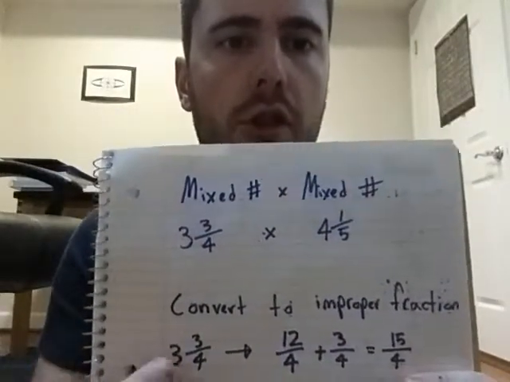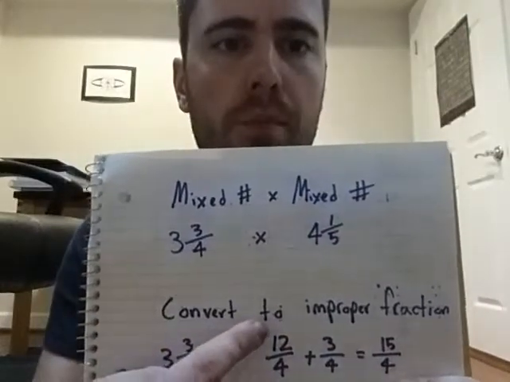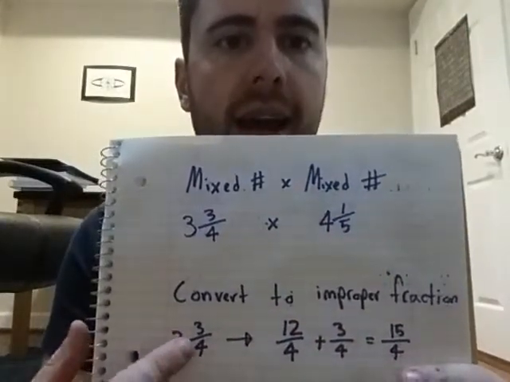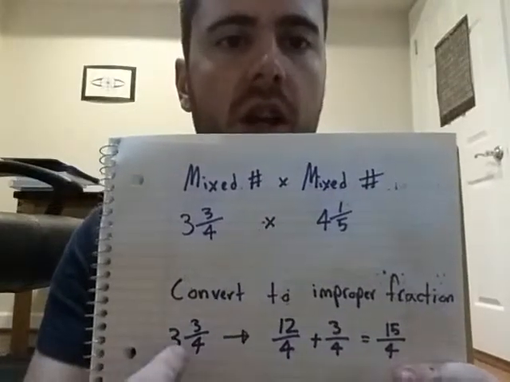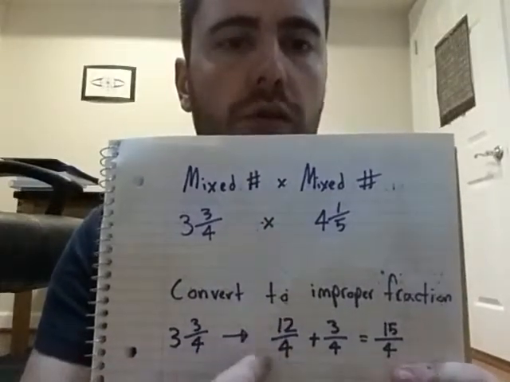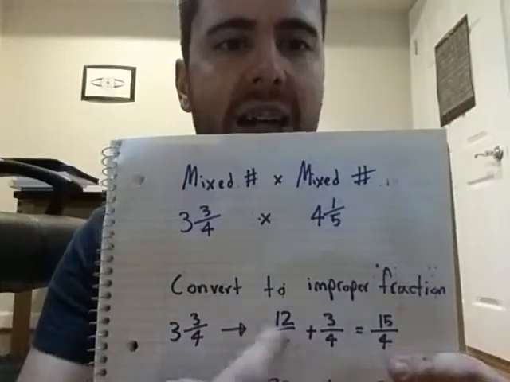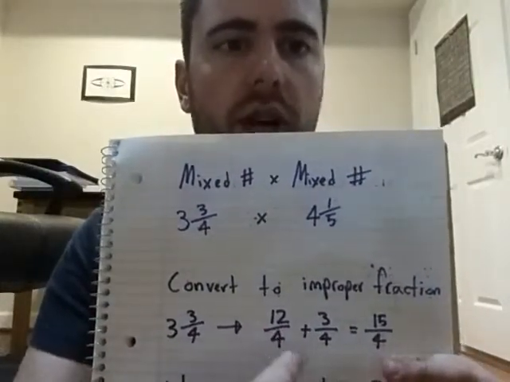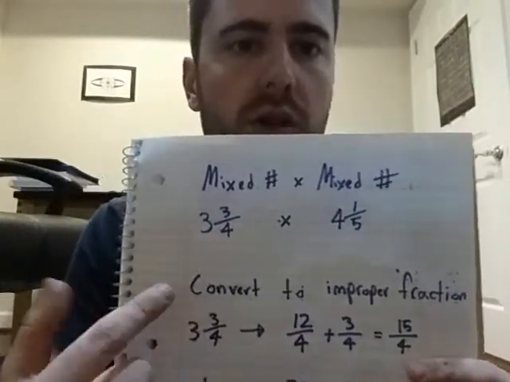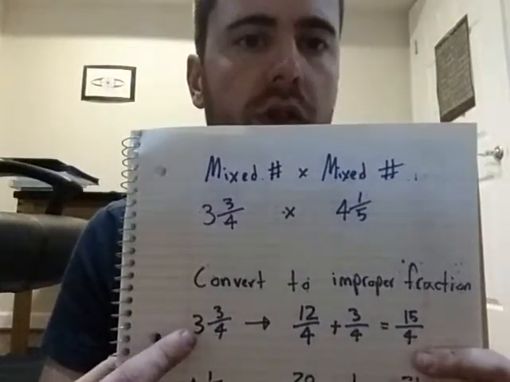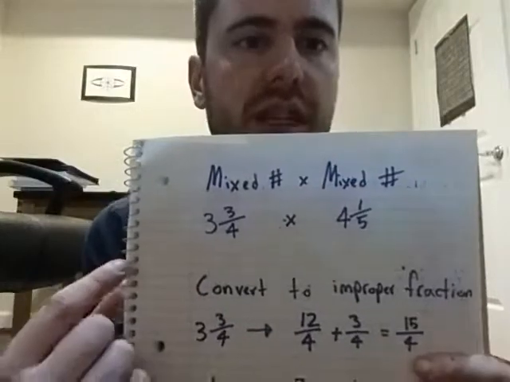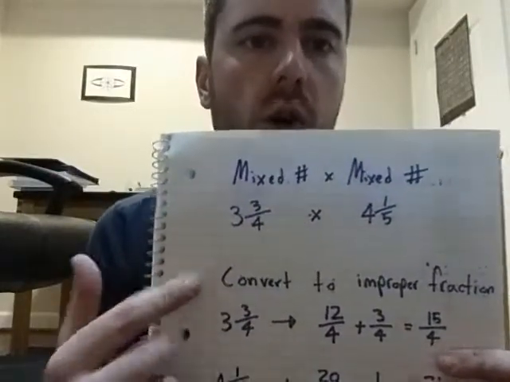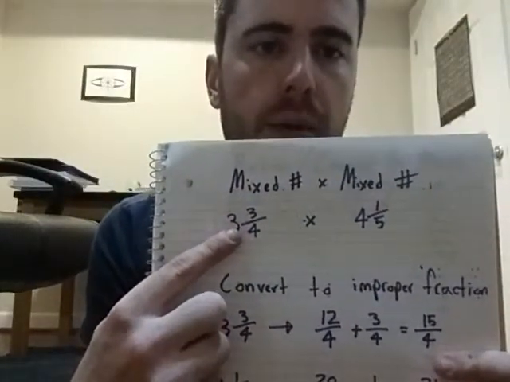We're going to turn our 3 3/4 into an improper fraction. The 3 is going to become 12/4. And then we've also got the 3/4 part that we haven't dealt with yet. So we take our 12/4, which we got from the 3, and add it to our 3/4, which we had left over, and we get 15/4. So 3 3/4 is the same thing as 15/4. We've converted this to an improper fraction.